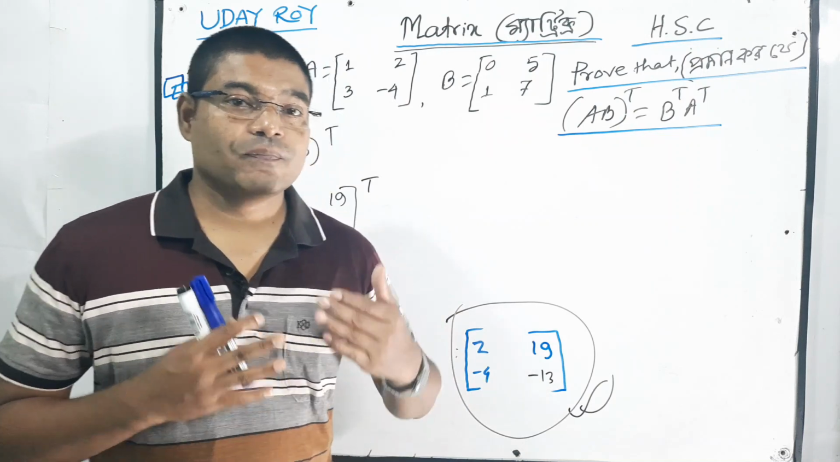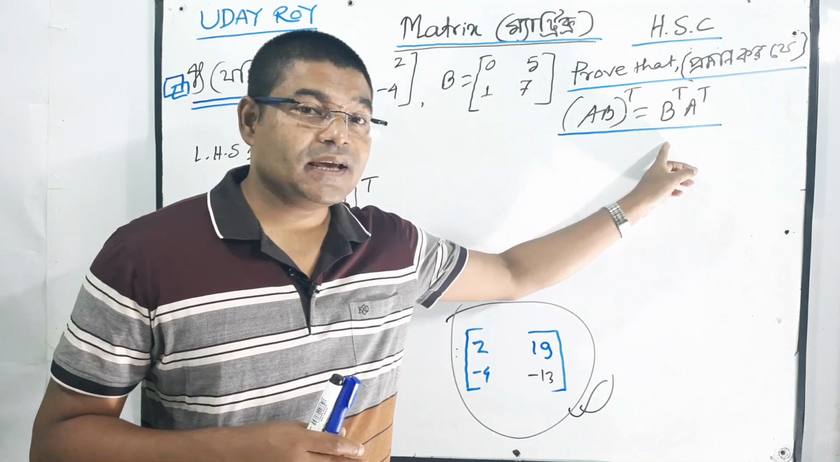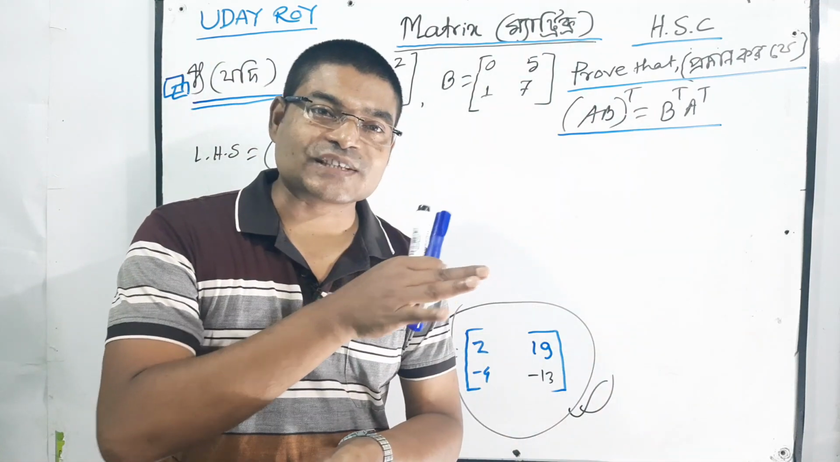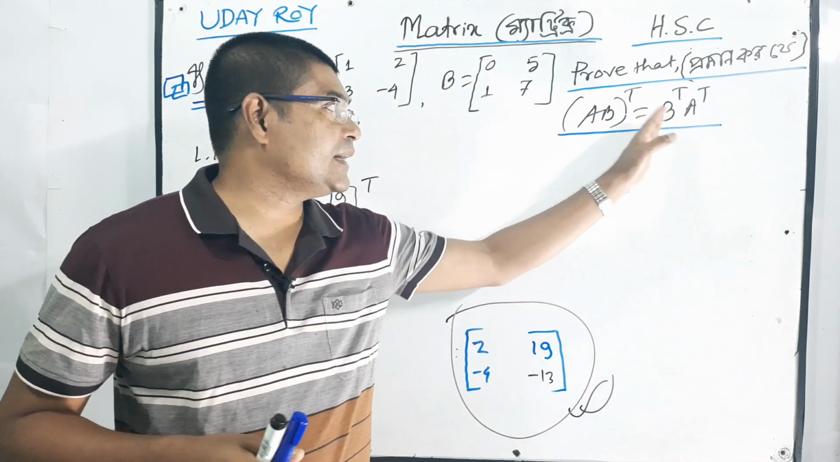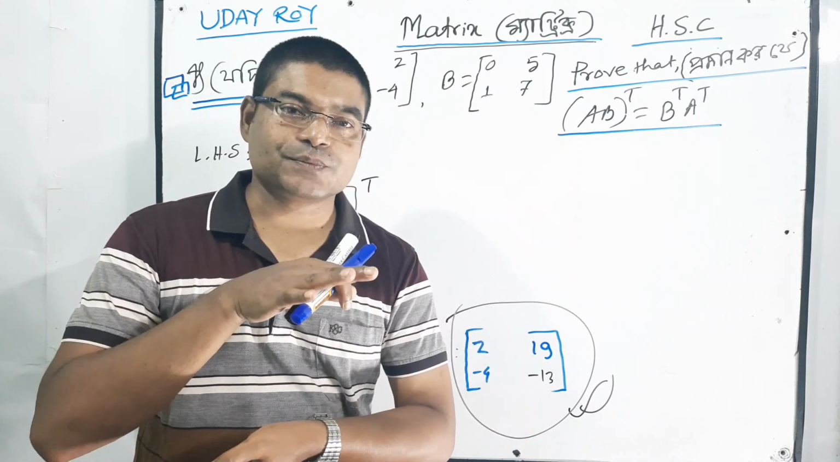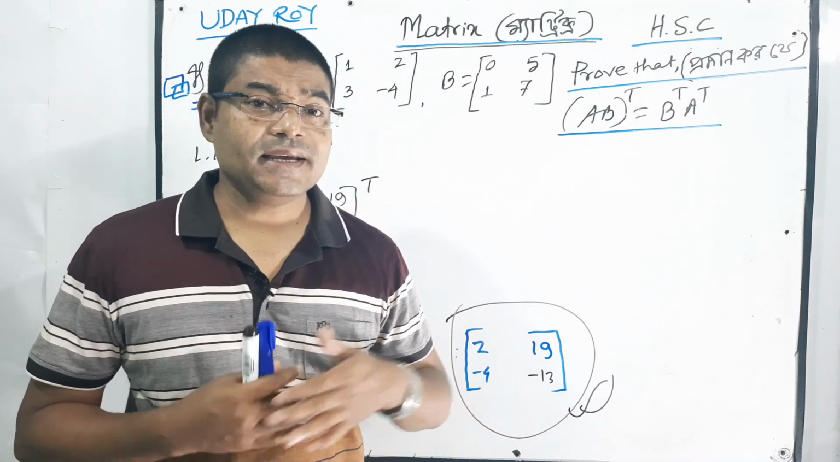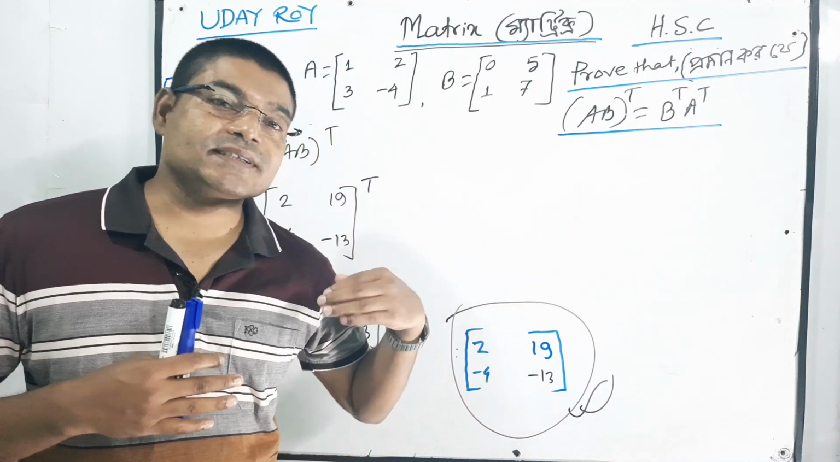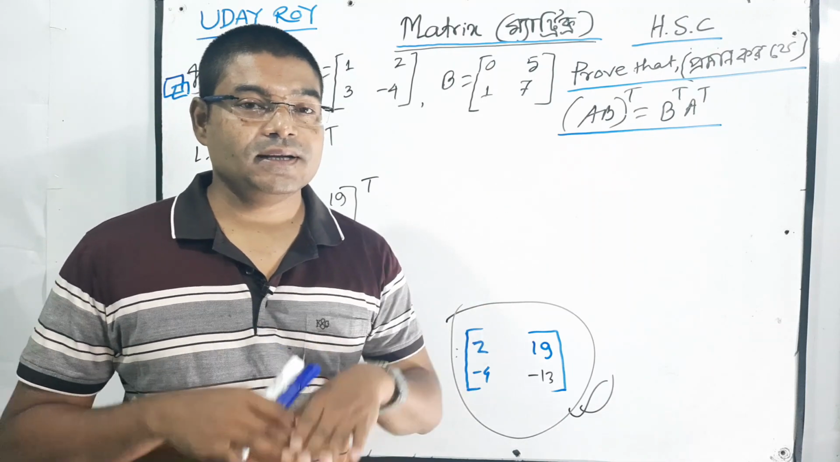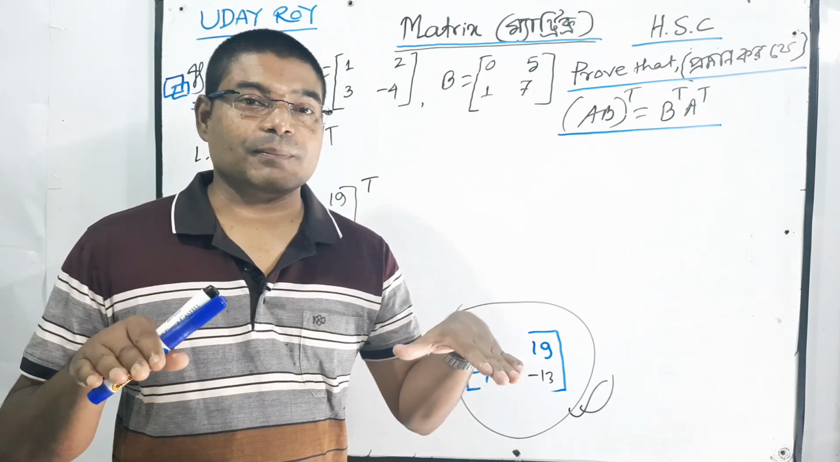Before starting the right hand side, at first we have to write B and convert into transpose. Then you have to write A, we have to transpose. Then we have to multiply. If we can see the left hand side and right hand side are equal, then the maths is done.